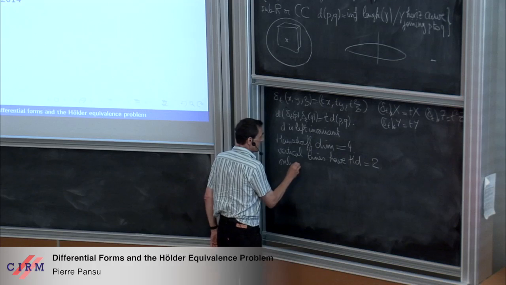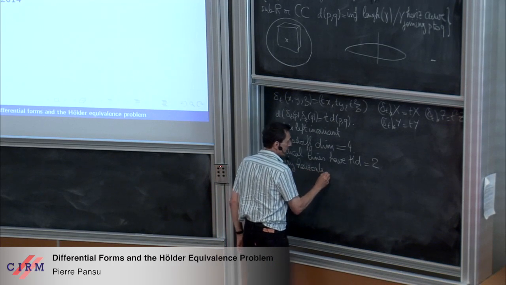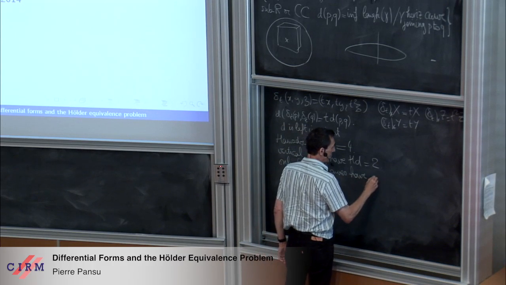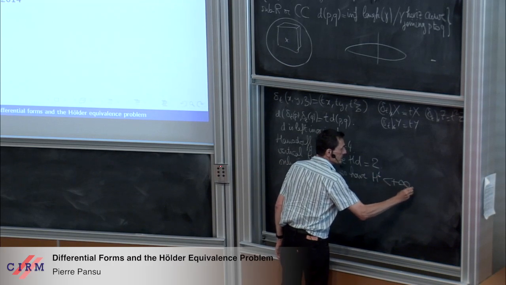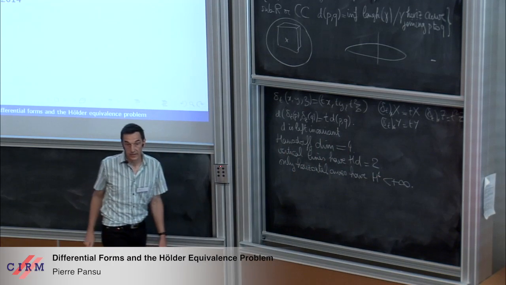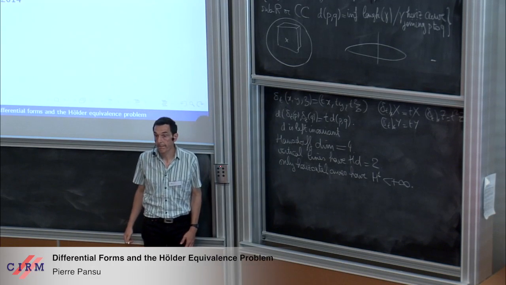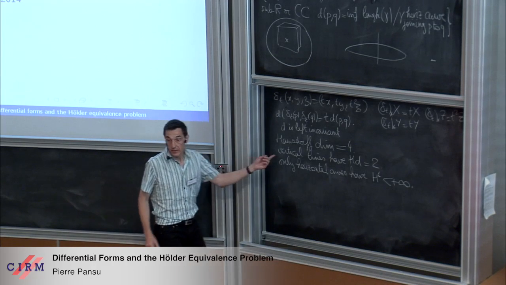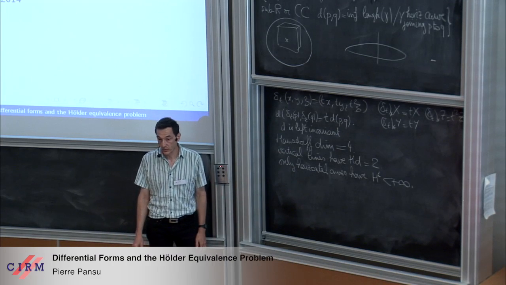So only, let's say, the rectifiable horizontal curves have a finite H1 measure. Right. So that's the world of Heisenberg geometry. Dimensions which are weird. So it looks pretty different from usual Euclidean geometry.